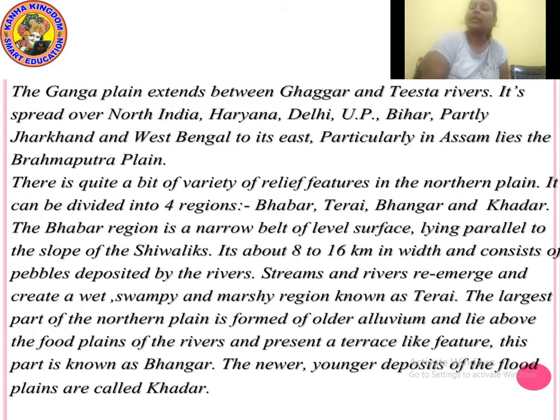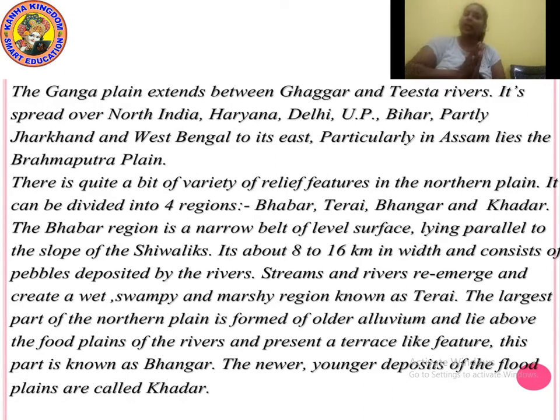Now, the Ganga plain extends between the Ghaggar and the Teesta rivers. It spreads over North India: Haryana, Delhi, UP, Bihar, Patna, partially the Jharkhand area, and West Bengal to its east. Particularly in Assam lies the Brahmaputra plain.